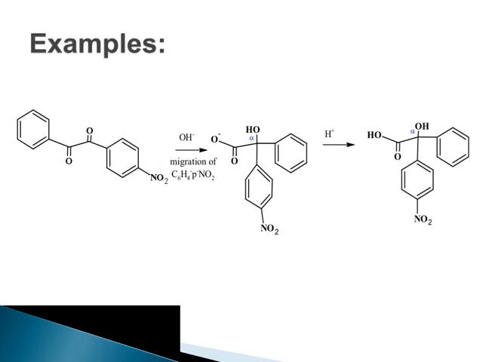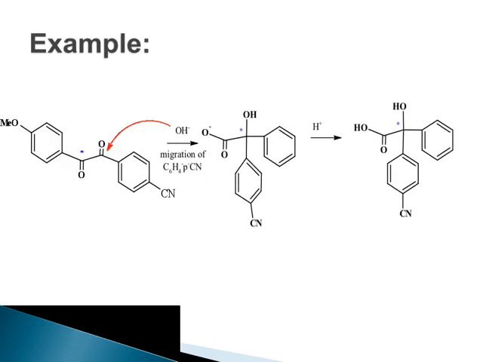So here is the first example. We have a benzene ring, and on the other side we have benzene with a nitro group. Now nitro is electron withdrawing in nature, it will pull the electrons towards itself. So what will happen? This carbonyl carbon will become more electron deficient. So OH minus will attack on this carbonyl carbon, and there is migration of this group to the adjacent carbonyl carbon. So you will get this product. So here benzene with the nitro group will migrate.